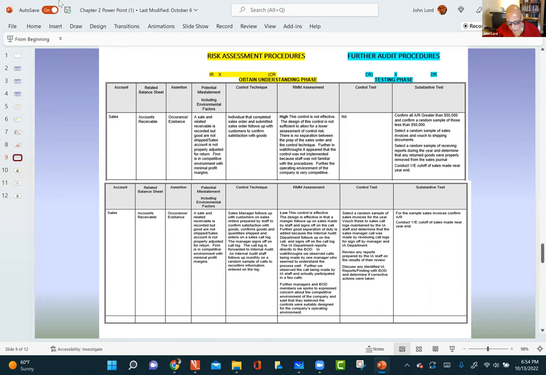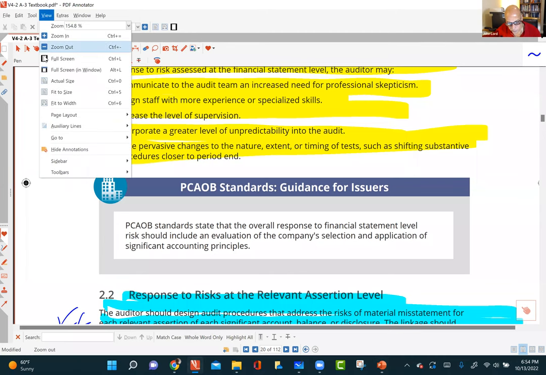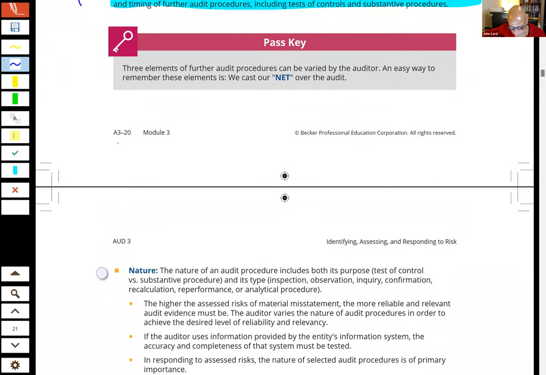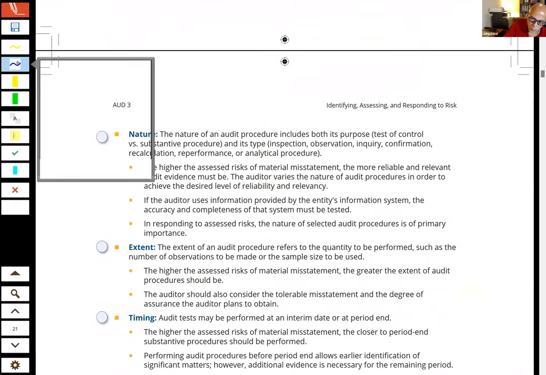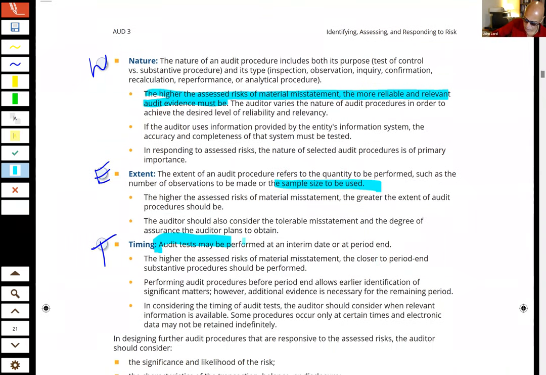Okay, good. Now you come over and you take a look back at the textbook. And when you respond through your control testing, but for your substantive testing, you will respond through your nature, extent, and timing. I'm just putting those in there, okay? Whereas nature means that we are looking at what? Higher assessed risk of material misstatement. We need more reliable evidence, such as external evidence. Extent basically is the sample sizes to be used. Timing means that we would perform the test at interim or at year end, period end. You know that.